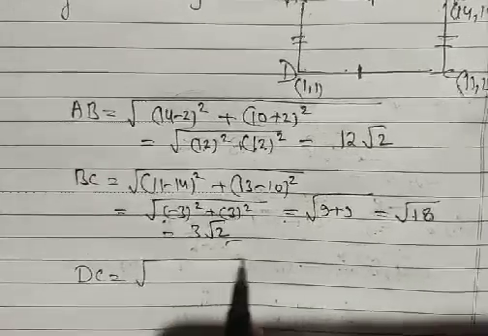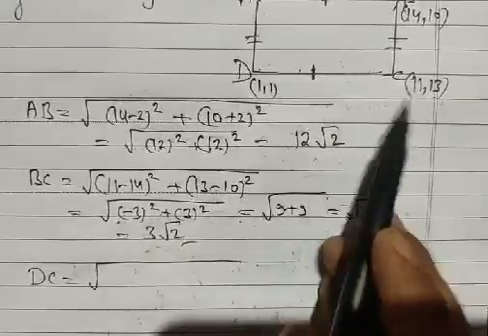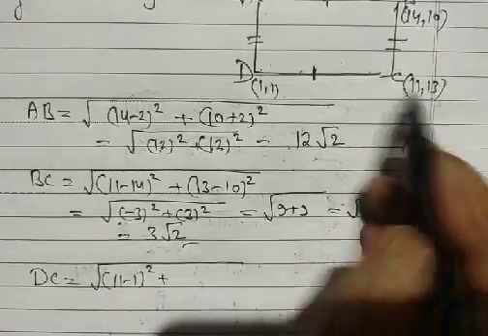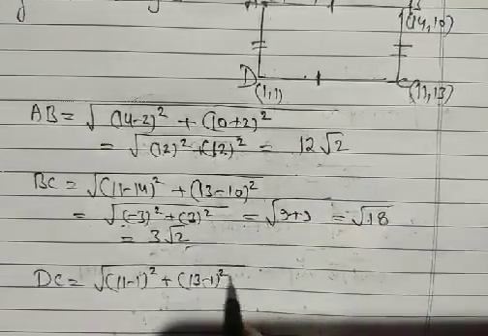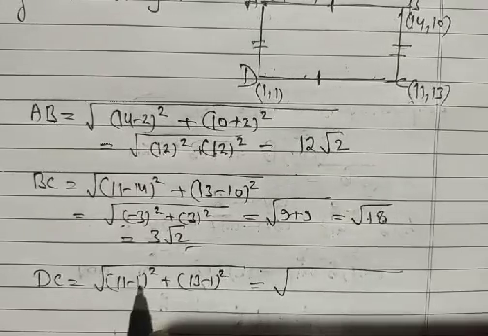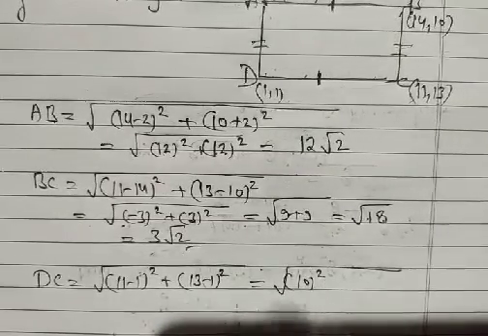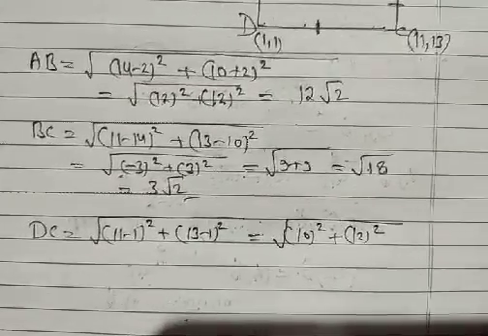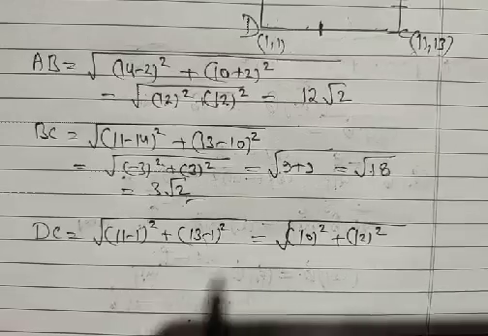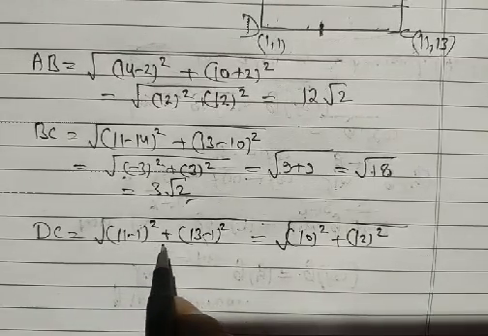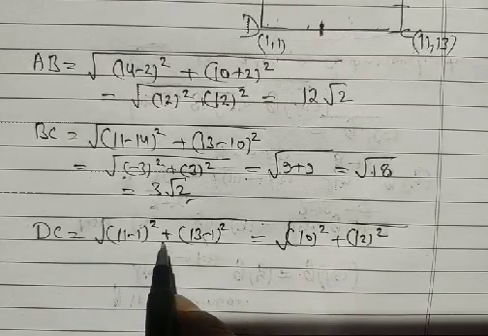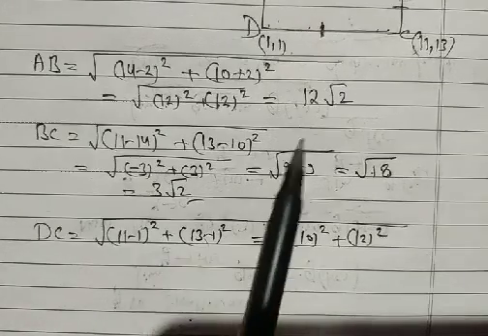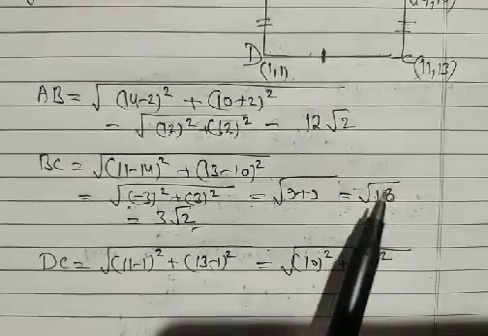In DC, taking the square root of (11 minus 1) whole square plus (13 minus 1) whole square. Here we get 11 minus 1 is 10, whole square. 13 minus 1 we get 12, whole square. We have to find out AB and DC.